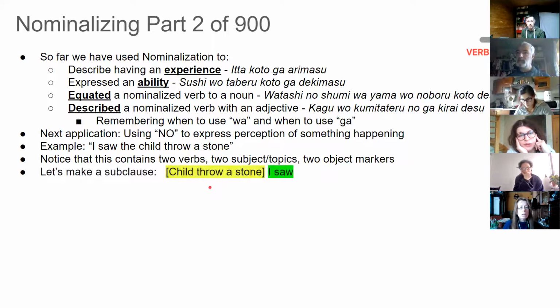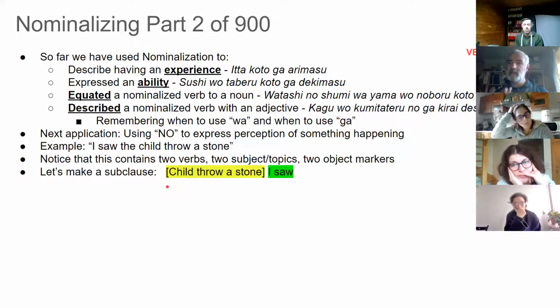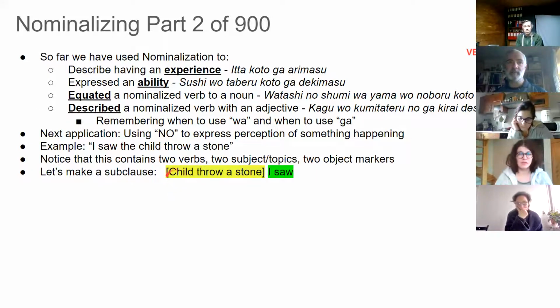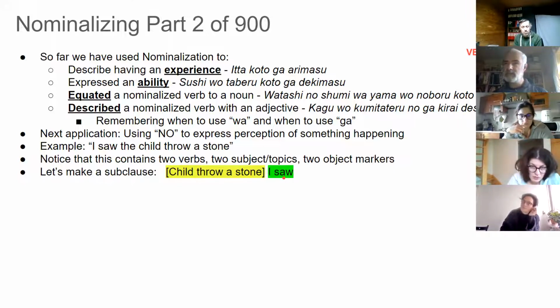So the way to do this, to make it very neat and easy to understand, is we make a subclause. The child throw a stone. Don't worry about the past tense or the present tense for now. Let's just keep this as a subclause. Child throw a stone, and then we say I saw. So the tense is going to be indicated by this part here.